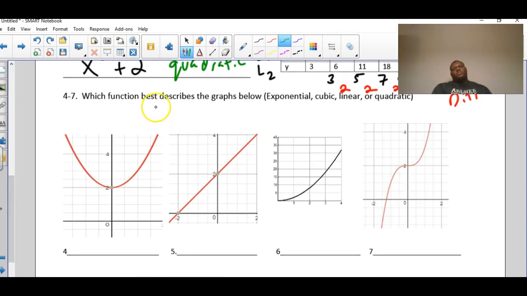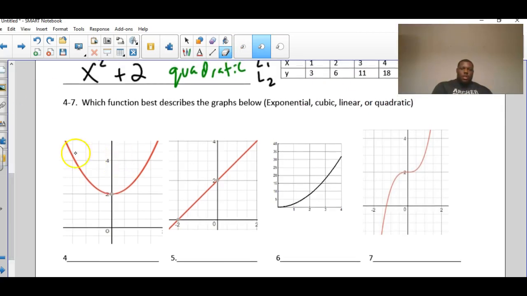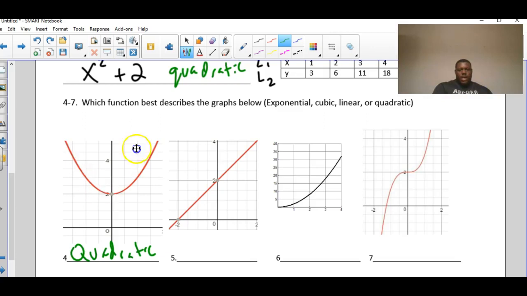Which function best describes the graph below? Exponential, cubic, linear, or quadratic? Let me move this out of the way in case you can't see. Well, let's see. This parabola right here, this horseshoe shaped one, that's quadratic. That's how you know it, guys. It always goes down and up, or it will go up then back down. Either one of those is quadratic.